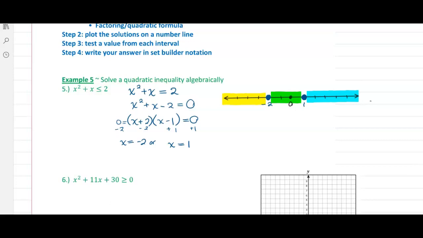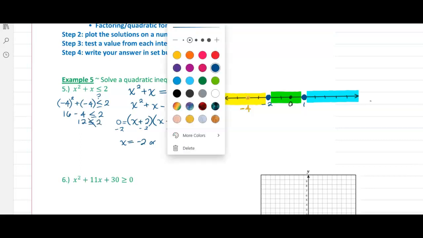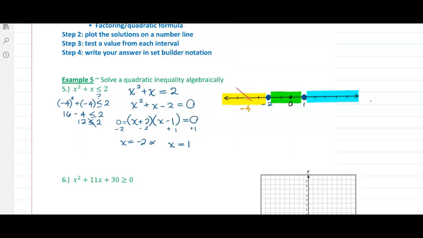So the first point I'm going to pick in the yellow region, how about -4? Let's go back to our original problem here and see if it's true. -4 squared plus -4, is that less than or equal to 2? Well, this would give me 16 minus 4, which is 12, which is not less than or equal to 2. So I do not want to keep this piece.